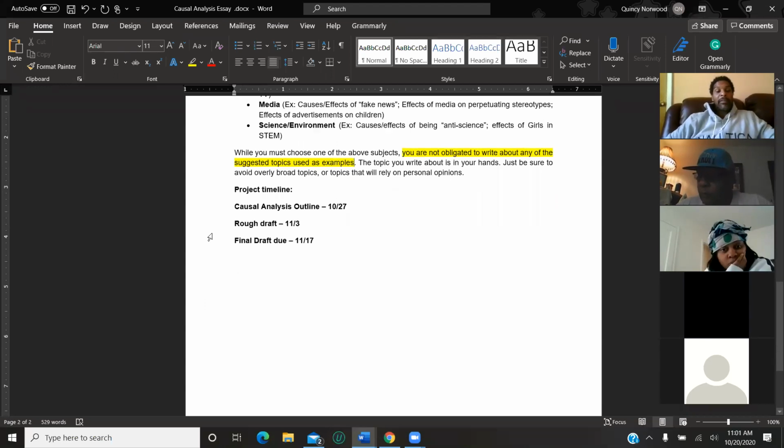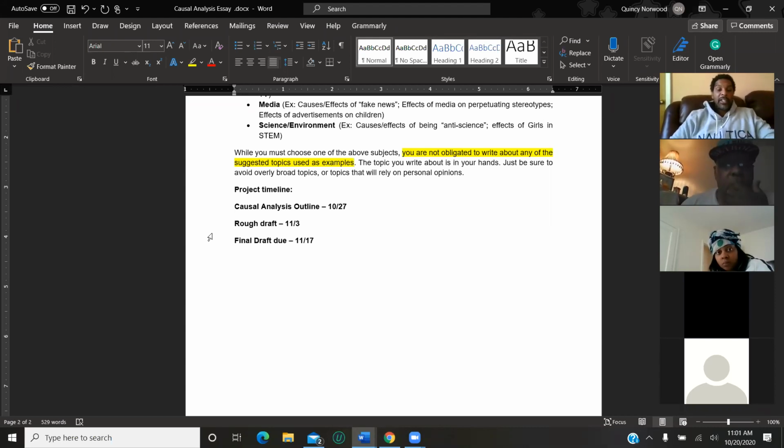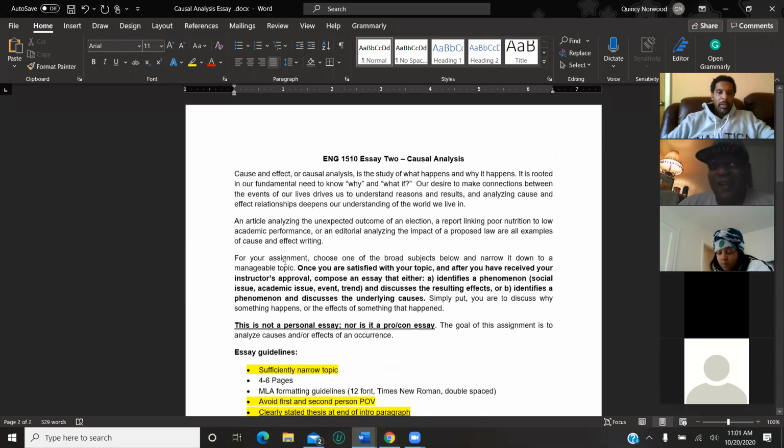Now, here's the timeline for this. Outline due one week from today. The rough draft is due election day. Then the final draft is due the 17th, and that's the week before you all go on break. So I tried to set that up to where you don't have anything substantial to do over the break, at least for this class. I can't speak for other teachers, so if they slam you at work, don't blame me.